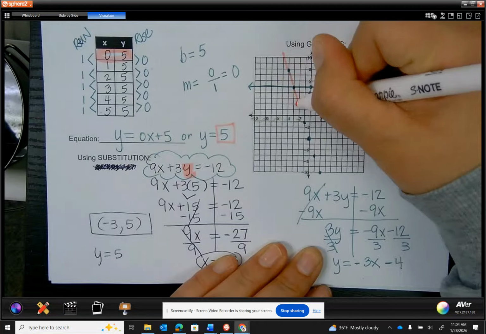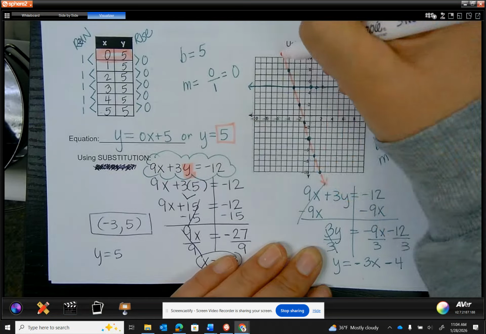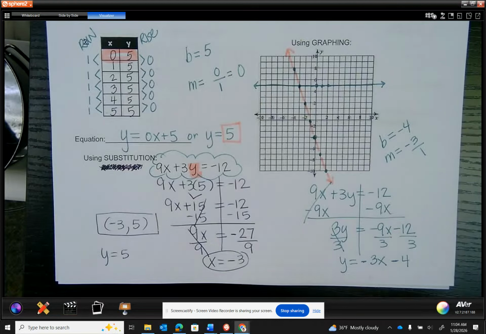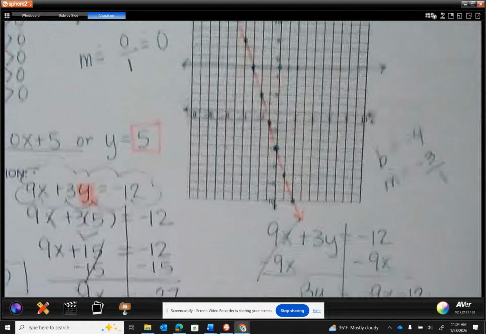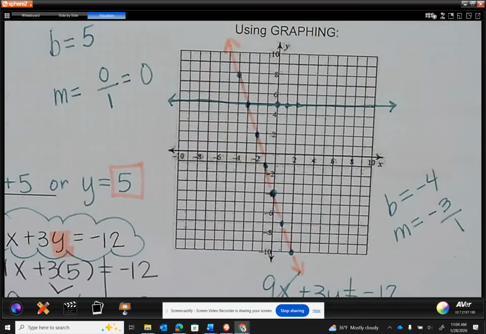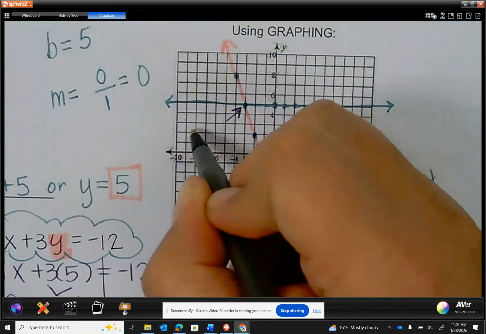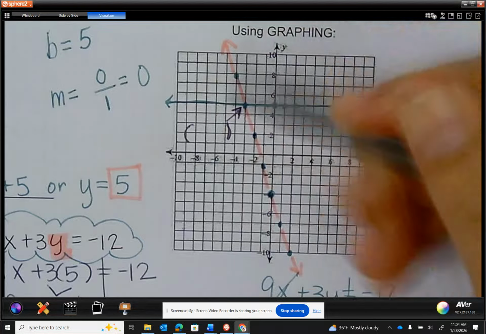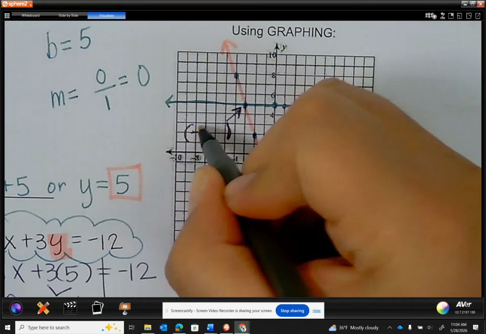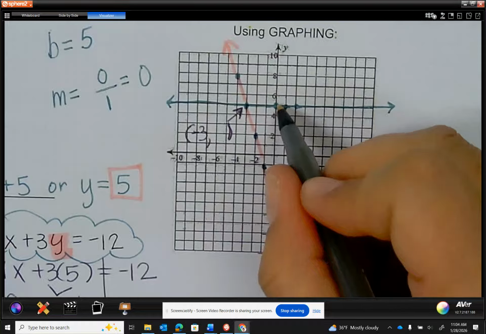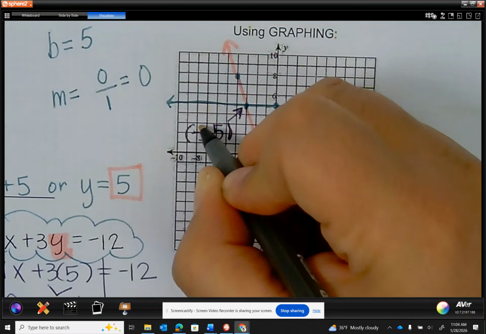And for my second line, I'm going to come up these points. I do see that these two lines intersect or cross right here. And the coordinates for that point where they're intersecting, if I go straight down, I get the x value of negative 3. If I go to the right, I get the y value of 5, and it matches our previous question.